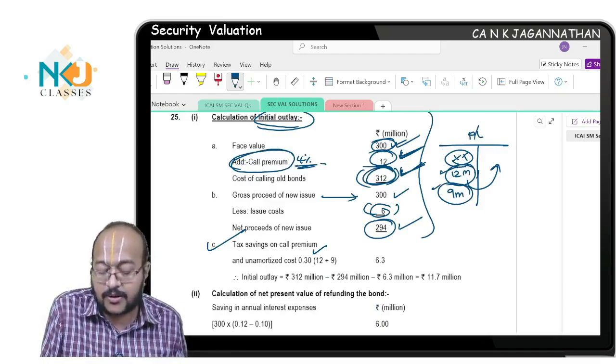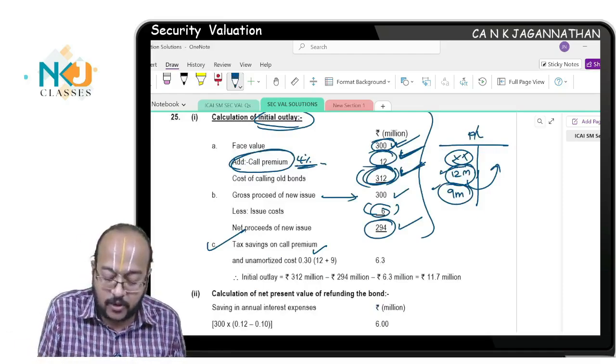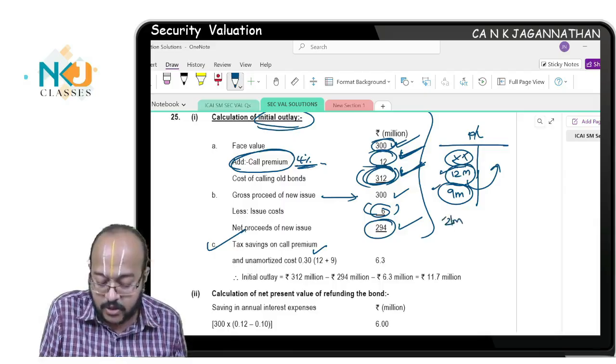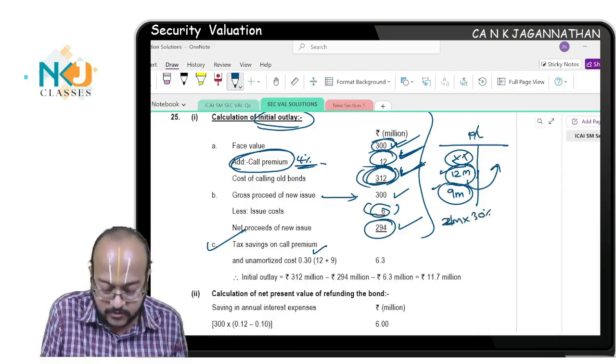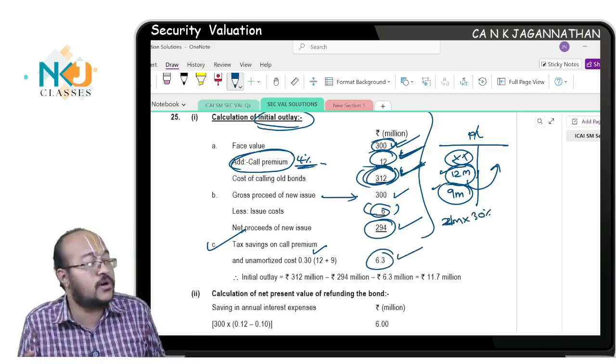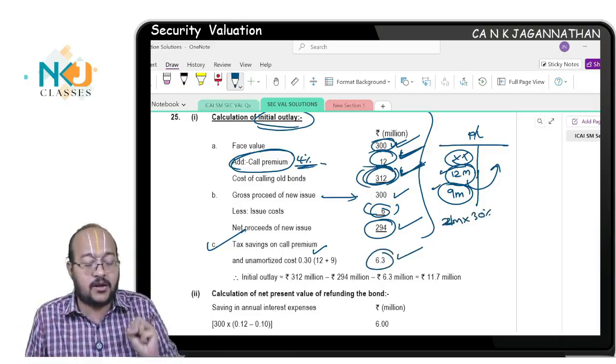Corresponding credit, tax savings will be there. 12 plus 9, 21 million into 30%, which comes to 6.3. This is inflow, ideally, because tax savings, this you need to consider.